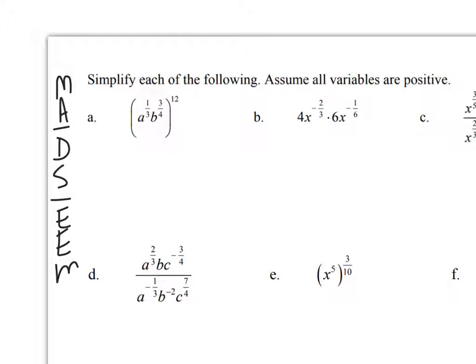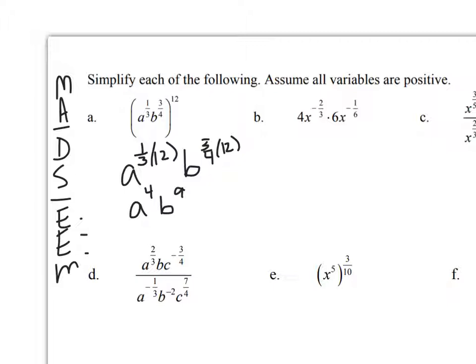So in the first problem, I have exponents being raised to other exponents. So that means I'm going to do exponent to exponent. I'm going to multiply. So I'm going to do a to the 1/3 times 12, b to the 3/4 times 12. So 1/3 of 12 is going to give me 4. And then 3 times 12 is 36, divided by 4 is 9, so b to the 9th.